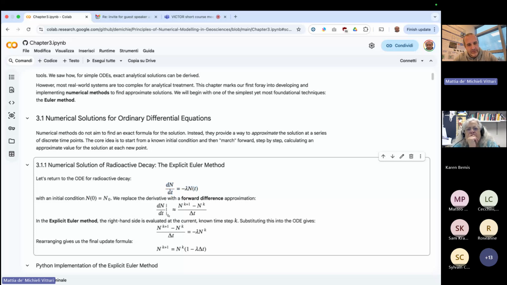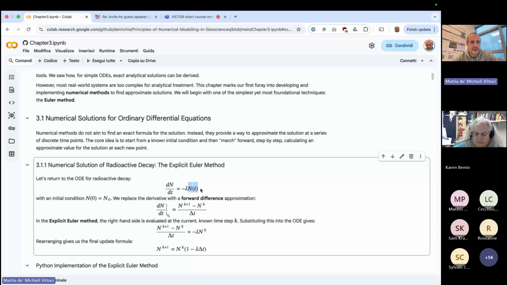Now we start from the equation, and we replace the equation with the approximation. So we replace the derivative with this approximation, where the derivative is approximated with the new value minus the old value divided by the time interval. Okay, we can do this for the right term, but you see that we have n also on the right.